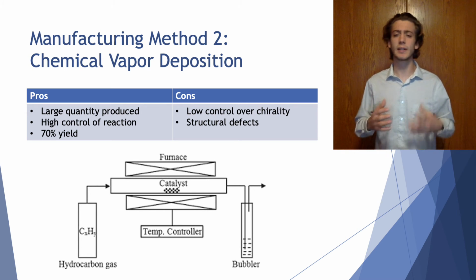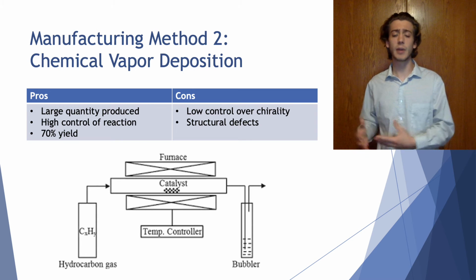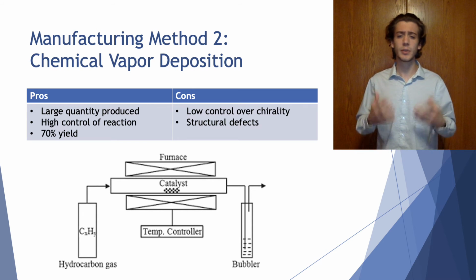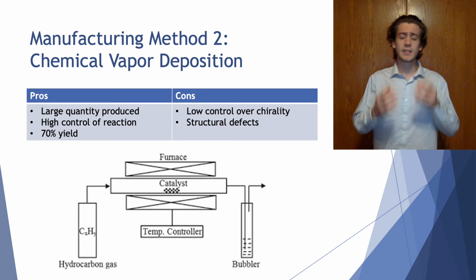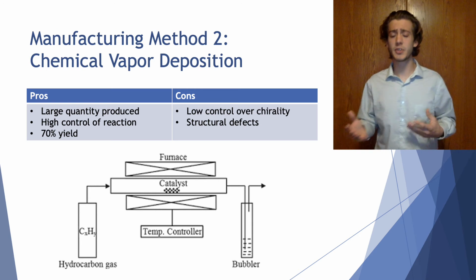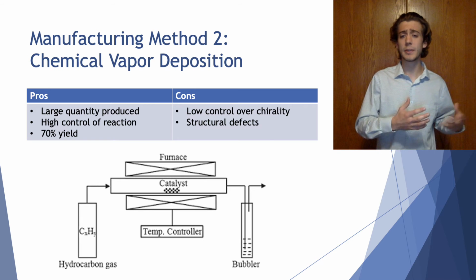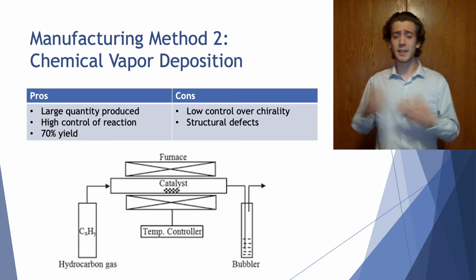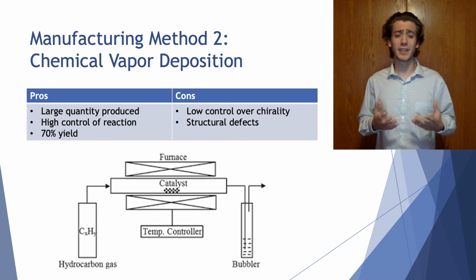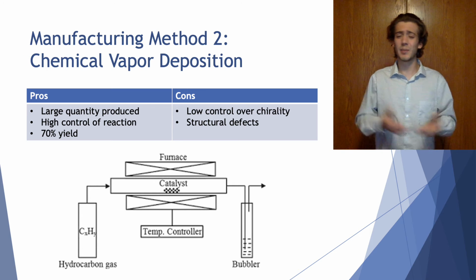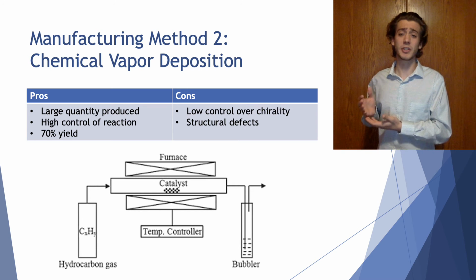Now the problem is that we don't have a lot of control over the products. It ends up creating a lot of different versions of chirality and size tubes, and we get a lot of defects. It's similar to me going into my chemistry lab and performing whatever experiment the professor wanted me to do, and at the end of the day I'm probably going to get a product that gives me a passing grade, but not exactly what the professor was looking for.